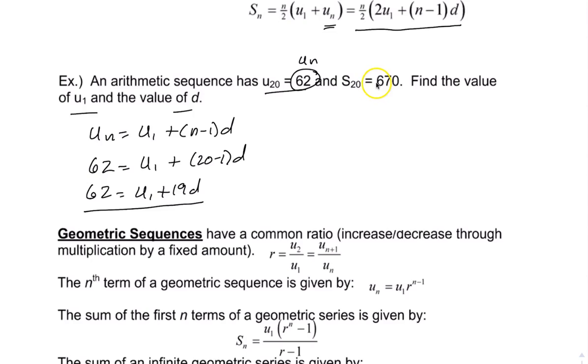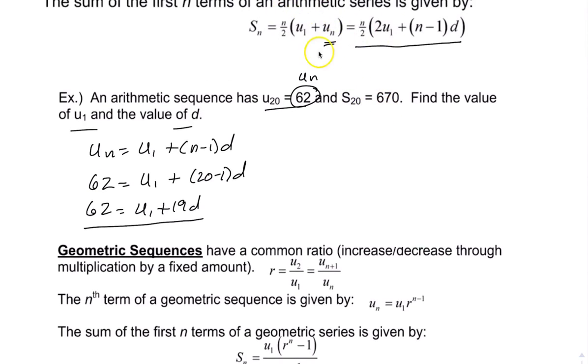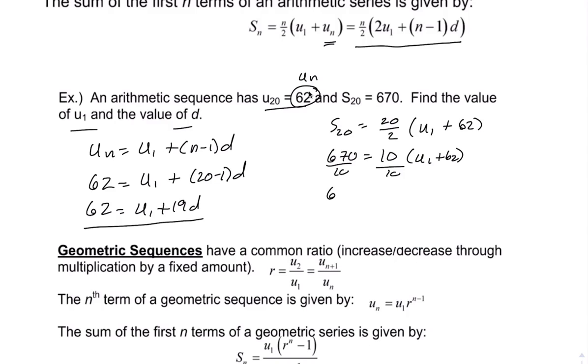Now, for this one, I can use either formula. In this case, I'm actually going to use this one because I do have u20. So if I was using this formula, it would say s of 20 equals 20, because that's my n, over 2, times u1, which I do not have, plus u20, which I actually do have. So I have u20 as 62. So I can simplify this a little bit. S20 is 670. So 10 times u1 plus 62. Let's divide by 10. 67 equals u1 plus 62.